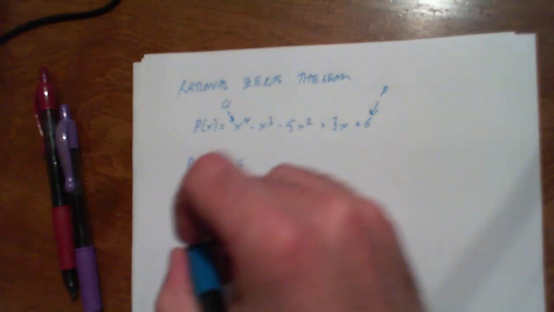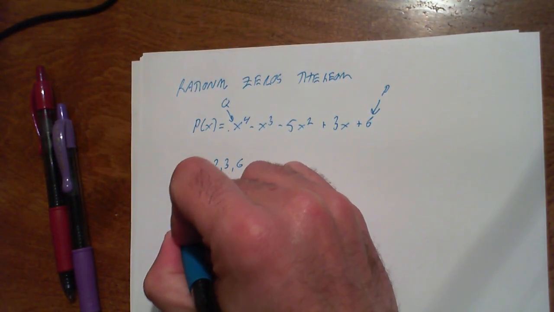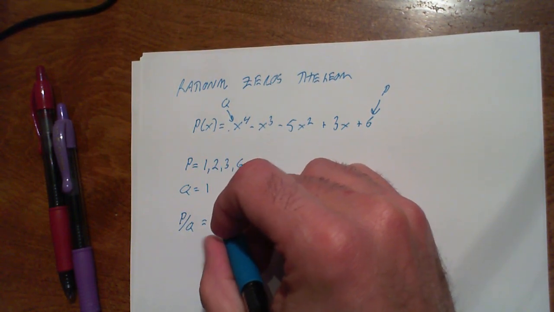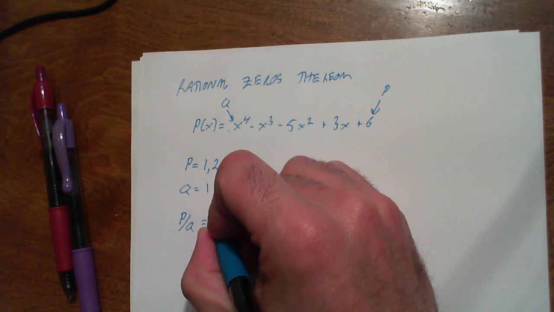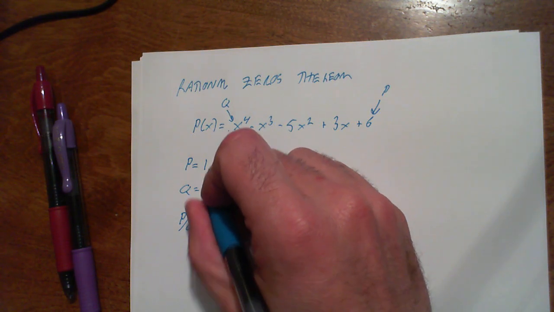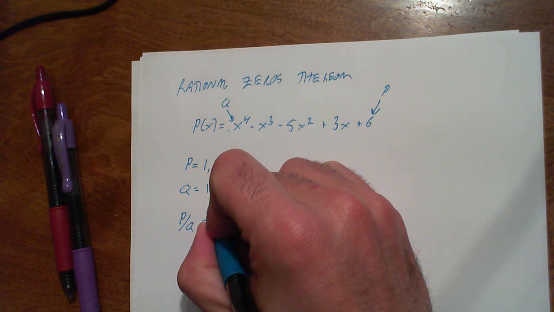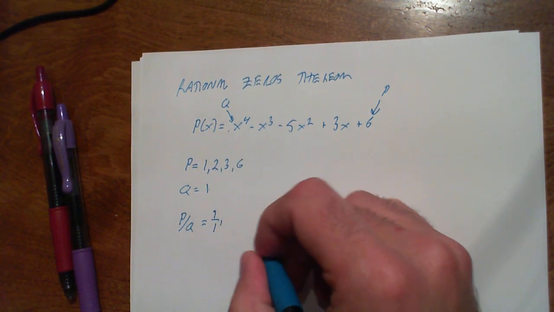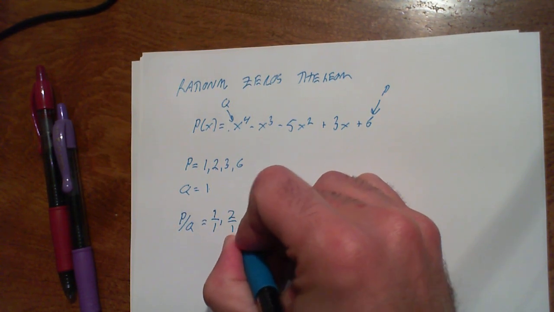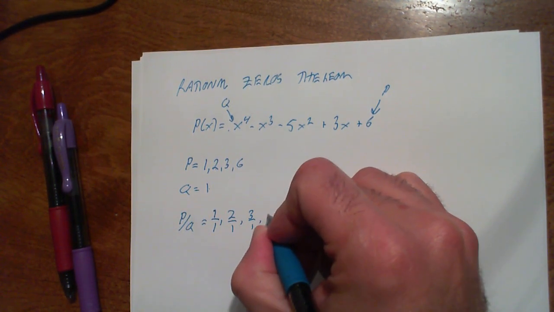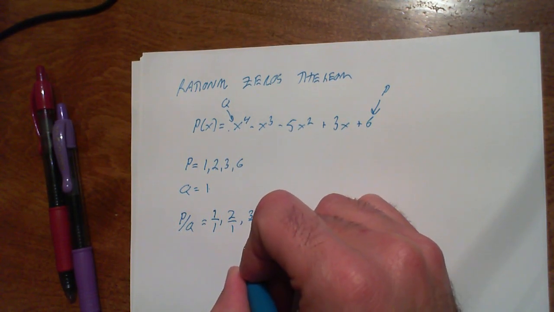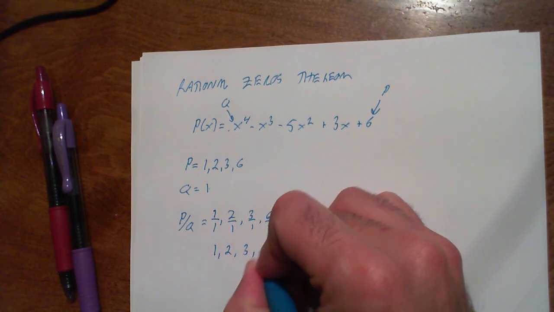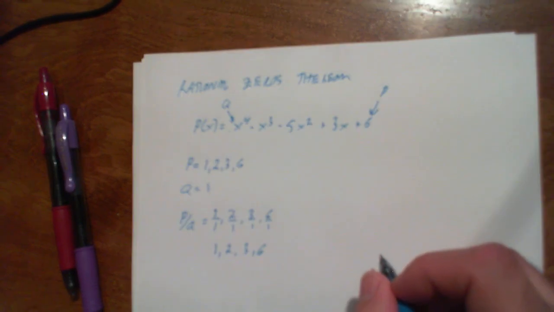Now we have to figure out what p divided by q is. Let's start with 1 divided by 1. I have 2 divided by 1, 3 divided by 1, and 6 divided by 1. So it's going to be 1, 2, 3, and 6. These are all my possible factors.